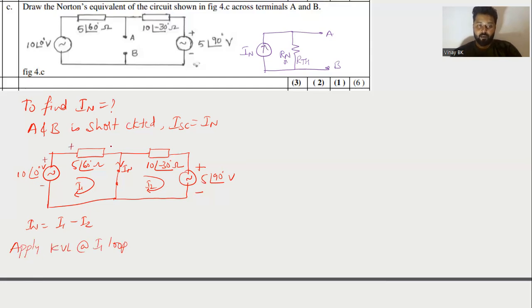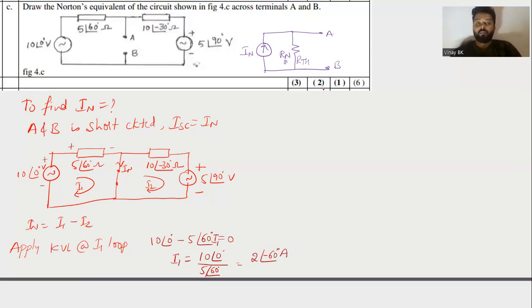Here, plus and minus, you can write 10 at an angle of 0 degree minus 5 at an angle of 60 degree into I1 equals 0. The current flowing through IN is 0, so that's nothing but I1 equals I2. So I1 equals 10 at an angle of 0 degree divided by 5 at an angle of 60 degree. So you can get 2 at an angle of minus 60 degree amperes.